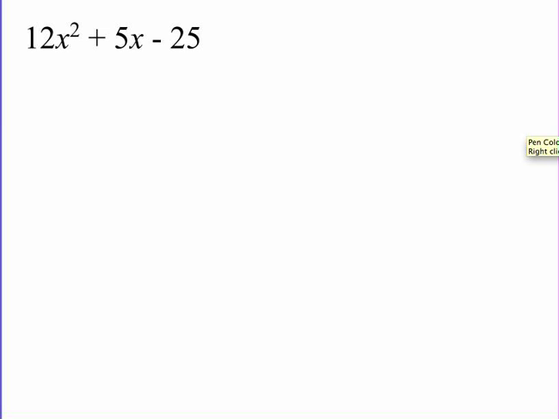So I have 12x squared plus 5x minus 25. First things first, we have to go through the steps. Can I take out something that's in common? No. Is this a perfect square trinomial? No. Why not? Because the 12 is not a perfect square. The 25 is, but the 12 is not. So I'm going to take first times last. What is 12 times 25?